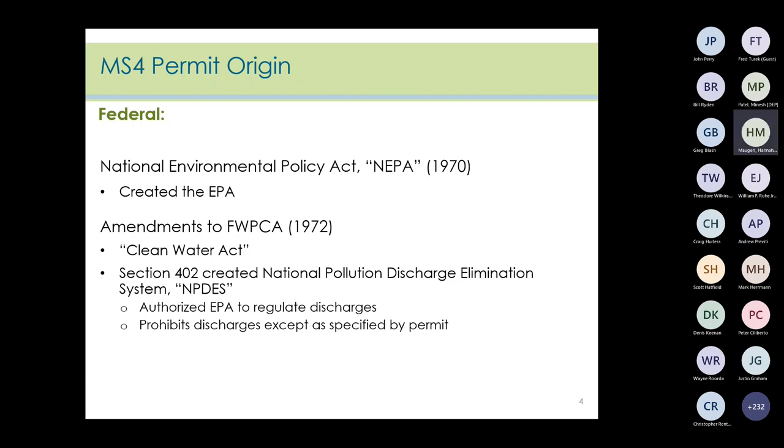It's in Section 402 of this document in which the National Pollutant Discharge Elimination System, NPDES program, was created, which prohibits discharges of pollutants from any point source into the nation's waters, except as allowed under a NPDES permit. Because of this program, the EPA is authorized to regulate discharges into the nation's waters by setting limits on the effluent that can be introduced into a body of water from an operating and permitted facility.